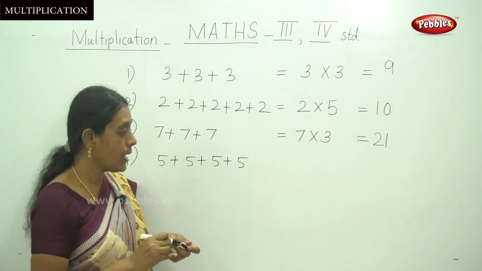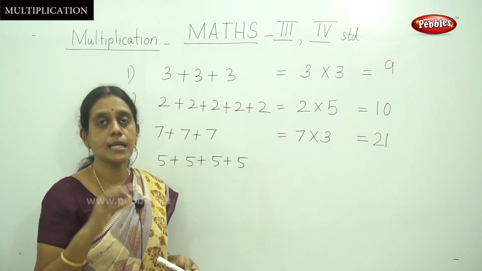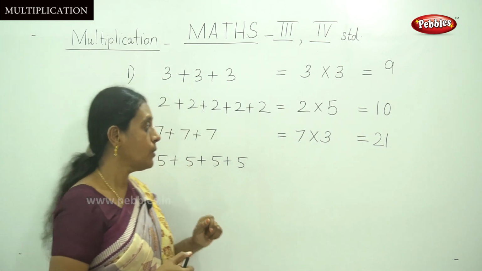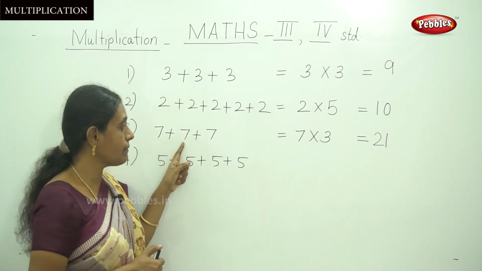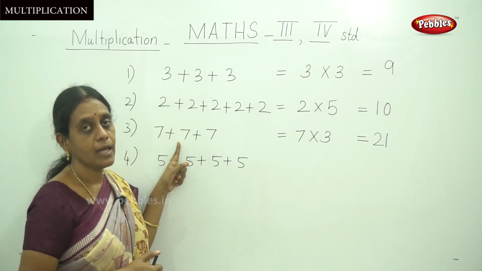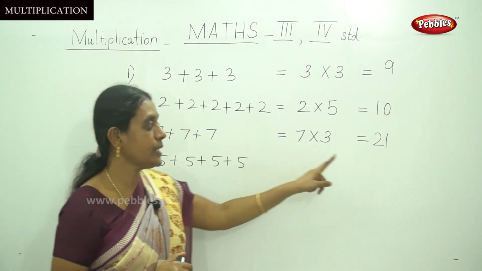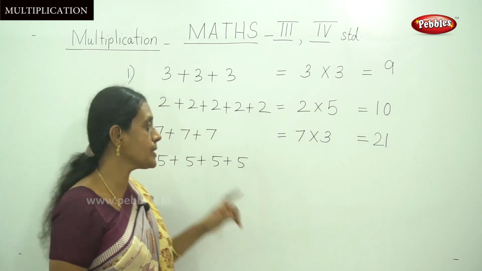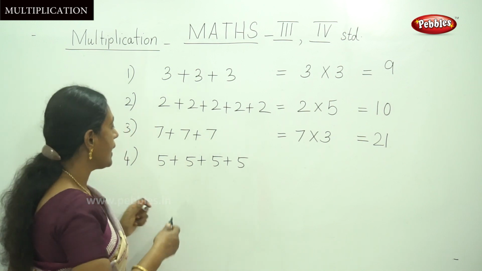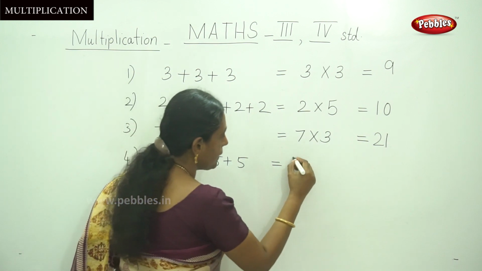Do you understand? By checking, you can add the 7s and get this answer. 7 plus 7, that is 7 in the mind, 7 on the finger, that is 14, and 14 in the mind, 7 on the finger, the answer will be 21. So we call it multiplication is a repeated addition. Next sum, write down this: what is the number? It is 5.